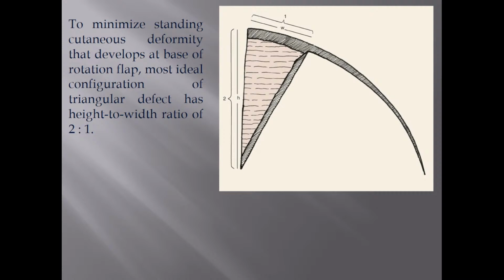The height of the triangular defect should be from half to 1 times the radius of the curve of the flap. And you can see the radius and diameter of this rotation flap should be a half to 1 times the defect. To create the ideal condition for use of a rotation flap, the defect can be enlarged by removing normal tissue and converting the defect into a triangle with this height-to-width ratio.